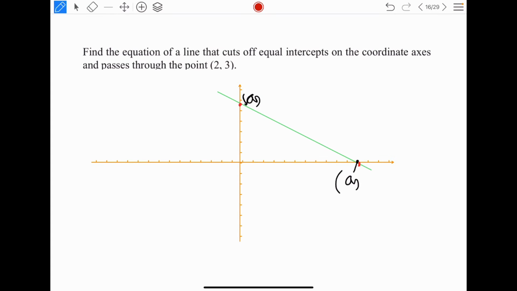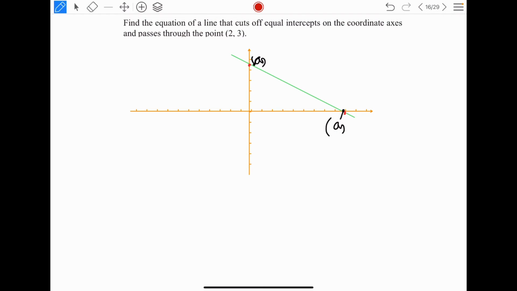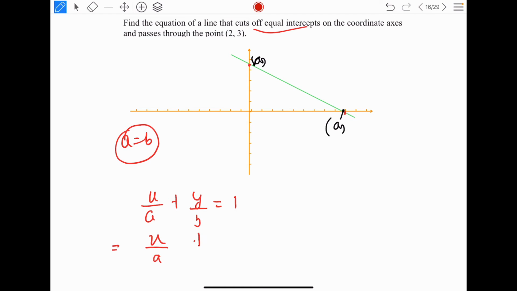Alright, so now just apply your intercept form first. Intercept form is x by A plus y by B is equal to 1. That means the intercept form will be, now here A is equal to B. If both the intercepts are same, A is equal to B. That is given here in the question only. A is equal to B. That means x by A plus y by A is equal to 1.